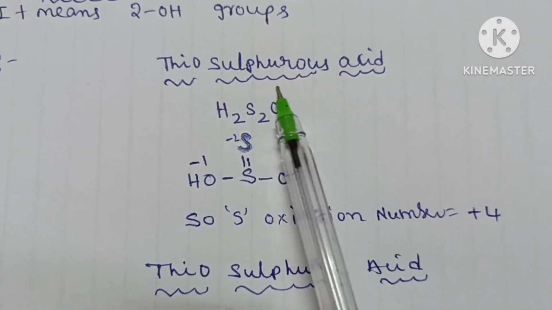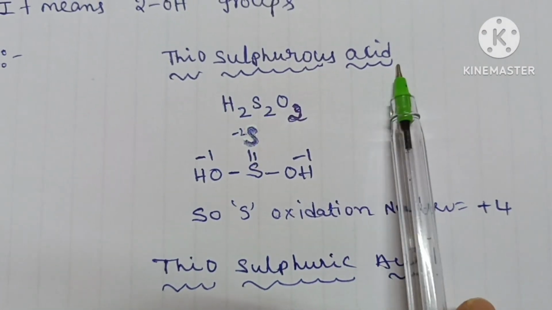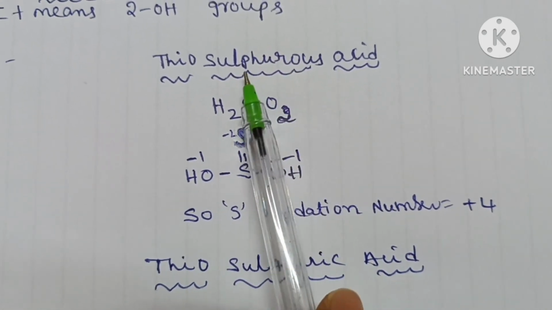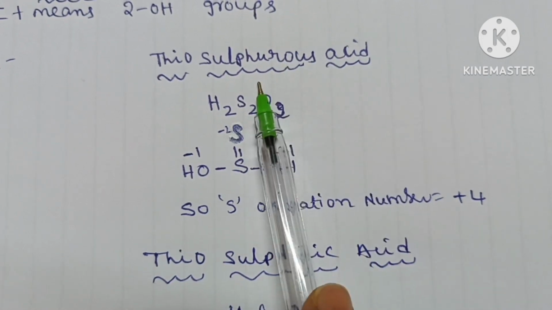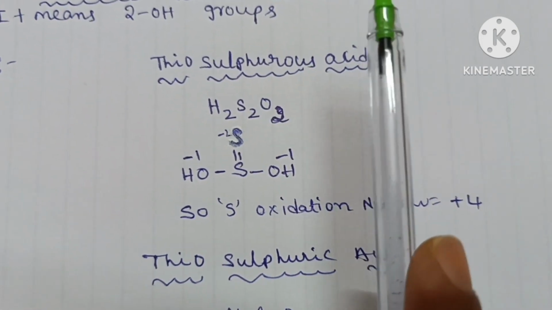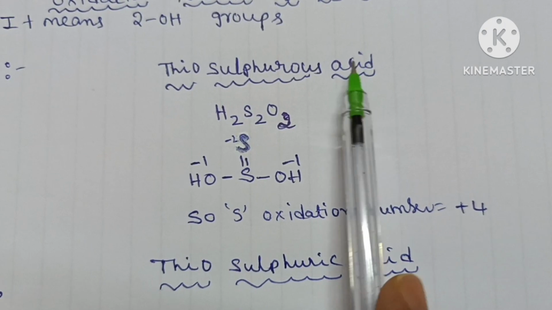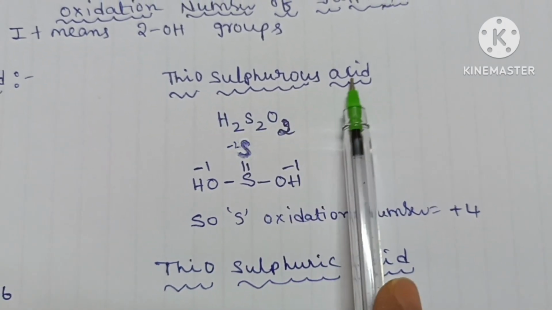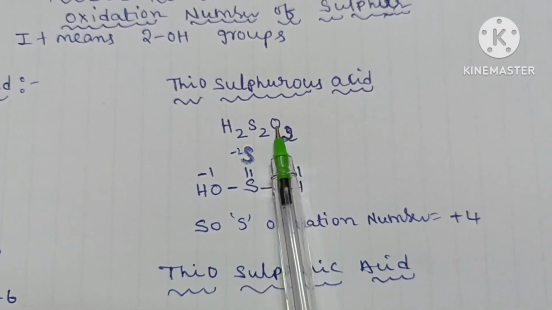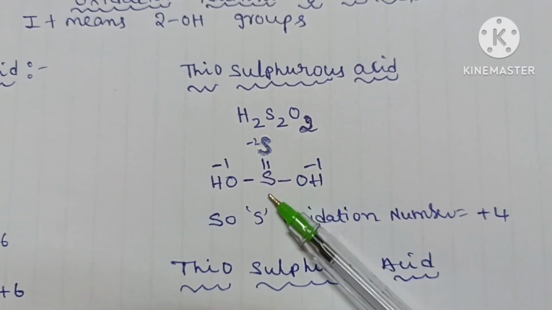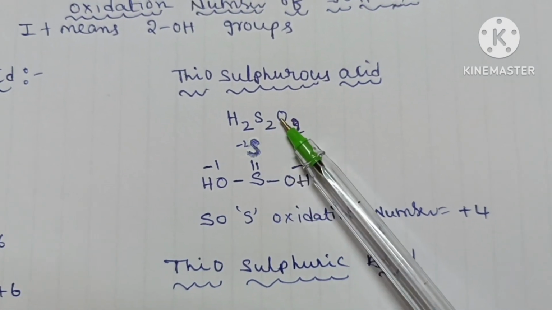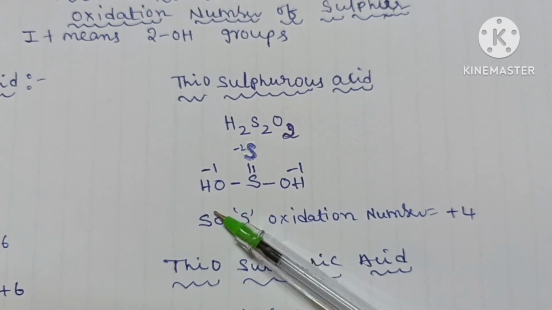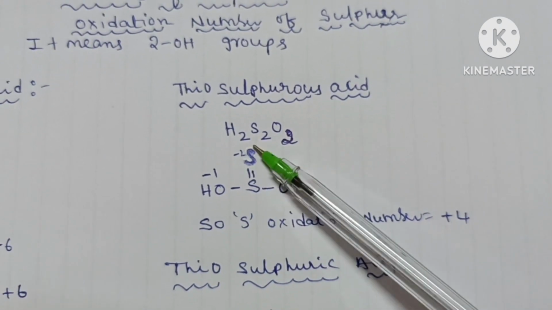Next one, thiosulfurous acid. Thiosulfurous acid formula is H2S2O2. Okay, how do you know? Sulfurous acid formula is H2SO3. One oxygen is removed, and one sulfur is added. After that thiosulfurous acid is formed, H2S2O2. Next you have to draw the structure. How many sulfurs are there? 2 sulfurs. First write 1 sulfur attached with 2 OH groups. After that you add the remaining sulfur.